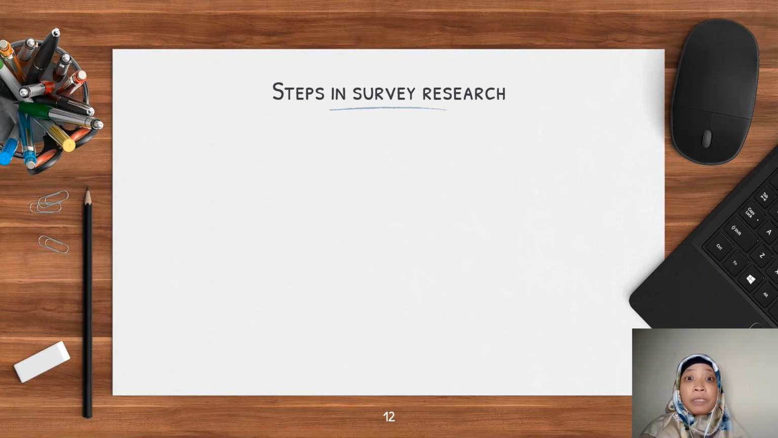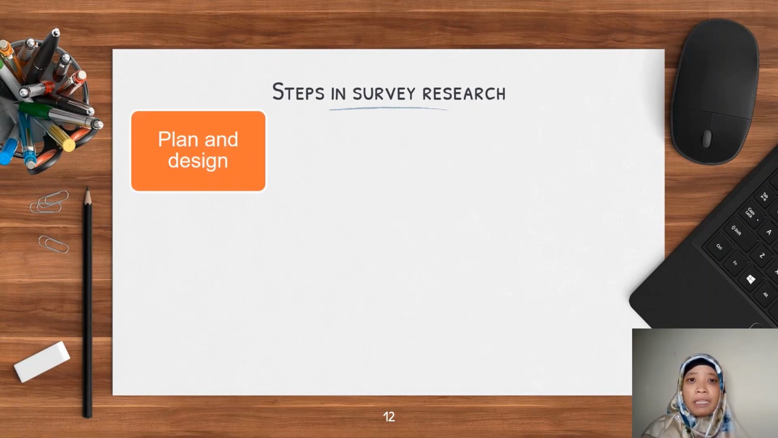These are the steps in survey research. So first, for sure, you'll have to make a plan and design your research. We will talk about problem definition and hypothesis later. But yes, you have to have a specific plan, even a data collection plan, after designing your research.